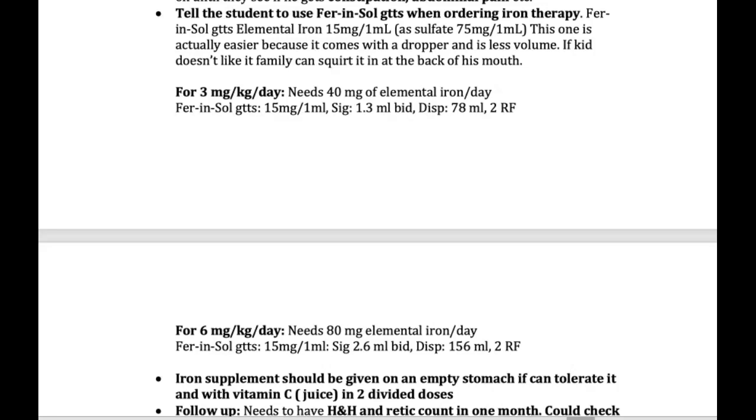And then you can calculate how much you should dispense for a month and give a couple of refills. And then for the 6 milligrams per kg per day, it works out to be 2.6 mLs BID, and the total dispense for a month is 156 mLs with 2 refills. So again, take a look at the PEDS calculation sheet inside the course under course documents. I'm happy to work through any calculations with you or give you some more practice ones if you prefer.